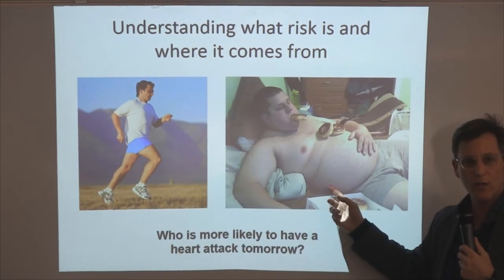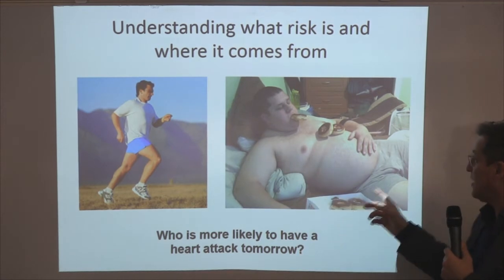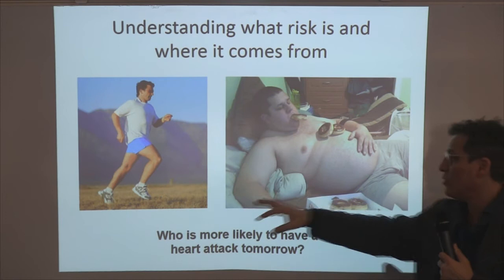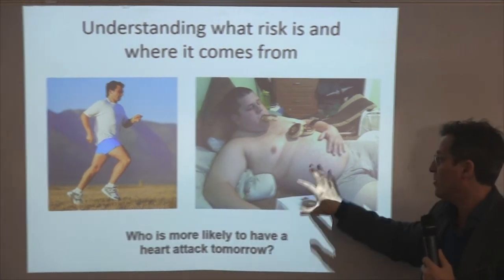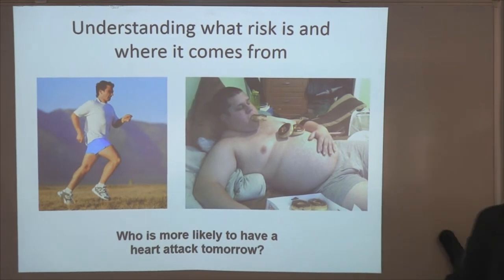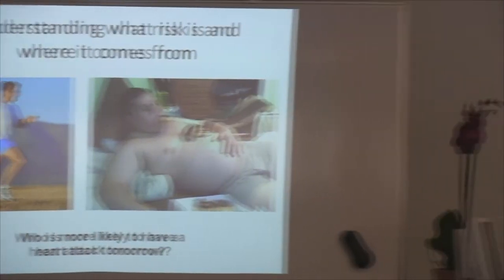Then why did we say this guy was at higher risk? Yeah, he looks like he doesn't really exercise like this guy. This guy looks like he exercises. We think that exercising reduces risk, and eating too many donuts increases risk. That makes sense, but where do we get that information from? We predict the future based on what's happened in the past.